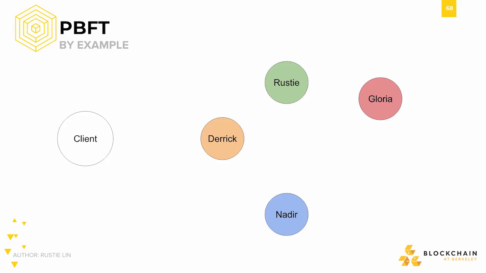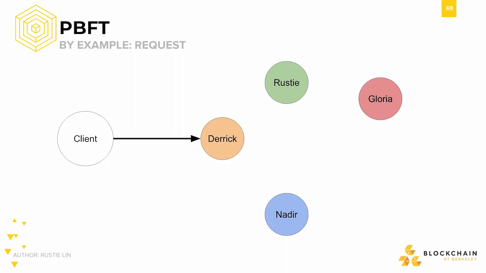PBFT begins when the client submits a request to the primary node. The primary node is responsible for advocating for the client request, and this should be fairly familiar since it's a common design pattern. For example, remembering back to Paxos, the proposer proposes new decrees to other legislators in the Paxon Parliament based on the requests of the people. In this case, the primary node is Derek.